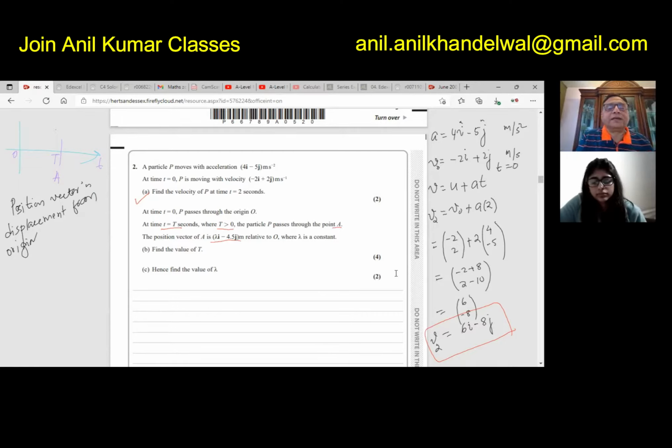And you need to find the value of T, correct? And hence find the value of lambda. So that is what we are given, right? Yeah. So now you know the displacement. You can use this SUVAT formula, since you know the acceleration and initial velocity, with time being capital T. So s equals ut plus half at squared can work for you, correct?